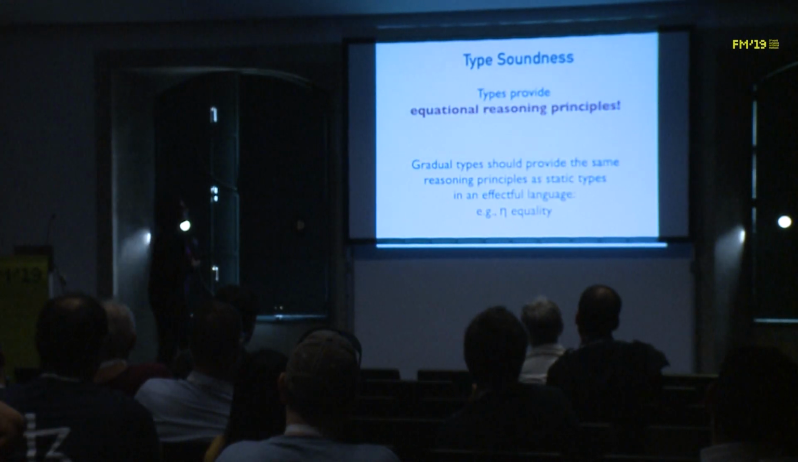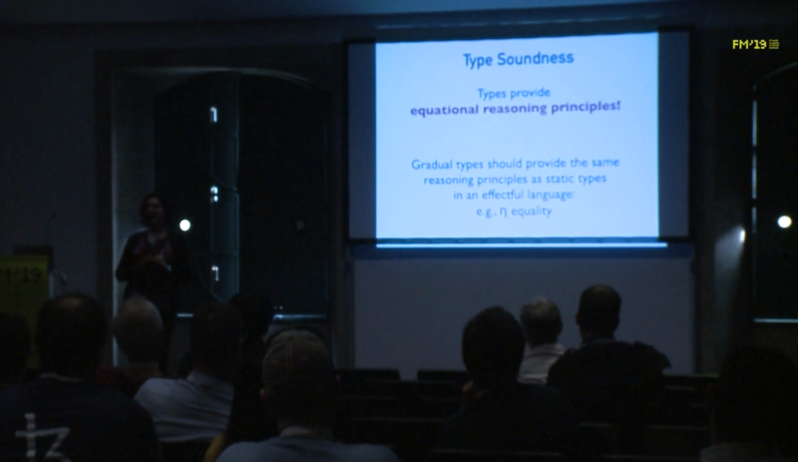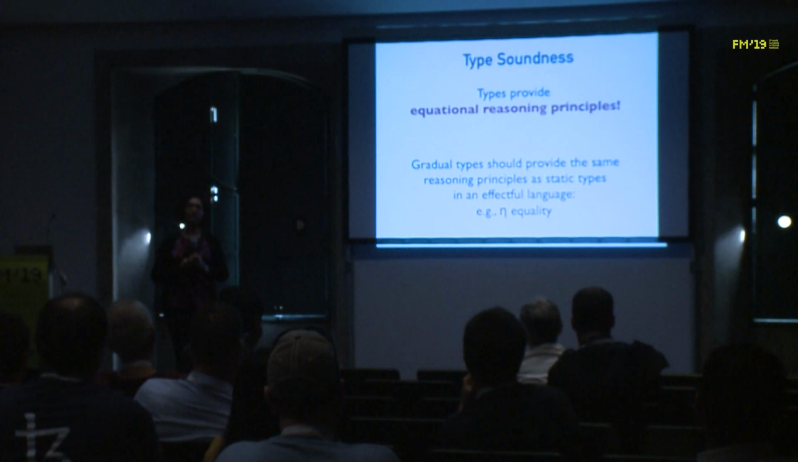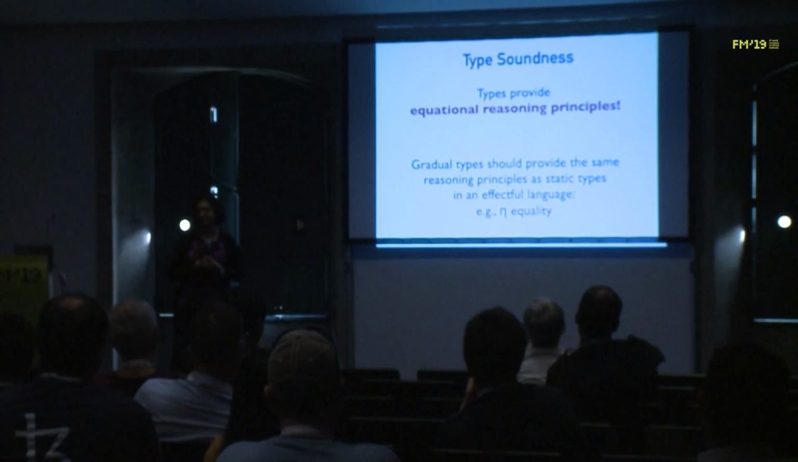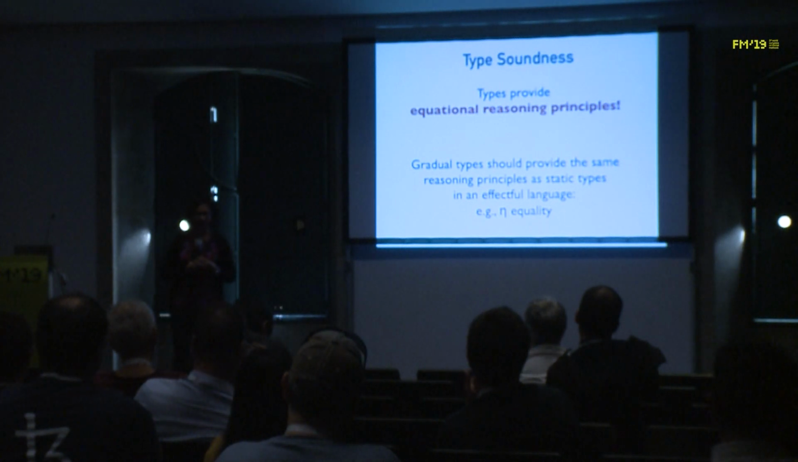Okay, so what I want to do is prove a stronger type soundness theorem. Basically, where I'm coming from is that types provide equational reasoning principles. These are the kinds of equational reasoning principles that we want our compilers to be able to rely on to justify type-based optimizations. We want programmers to be able to rely on them when they do some amount of refactoring of their code base.